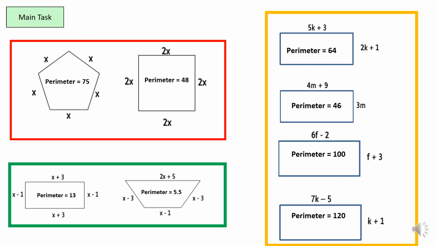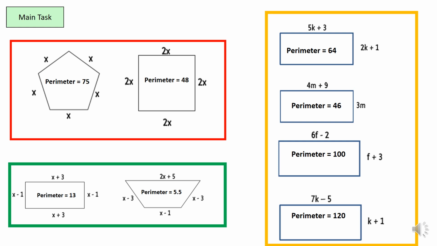Okay, now moving on to the main part of the lesson. For this main task, I want you guys to try one question from red, one question from green, and at least 3 questions from yellow. So we should be doing a minimum of 5 questions. If you're comfortable with this topic and you think you're confident and you think you'll get it right, I want you to try all of the questions on here.